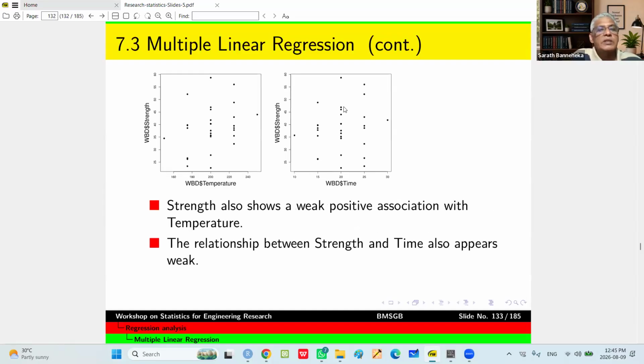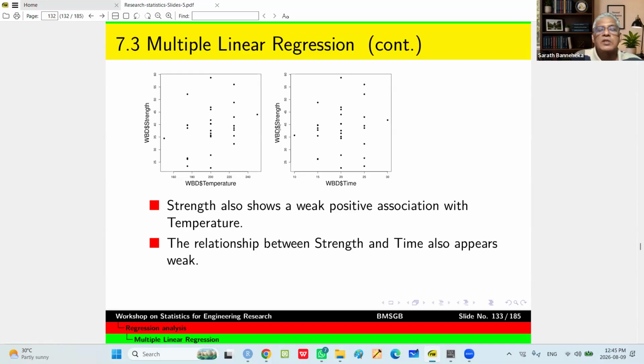And then when you look at the strength versus temperature, again, there's no very clear relationship in the scatter plot, but one might think that there is a very weak positive relationship, right? There's some very weak evidence of a positive relationship, so we'll keep that in mind.